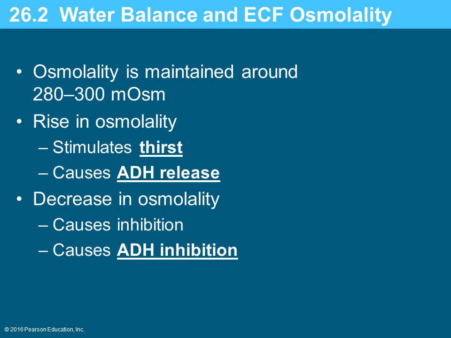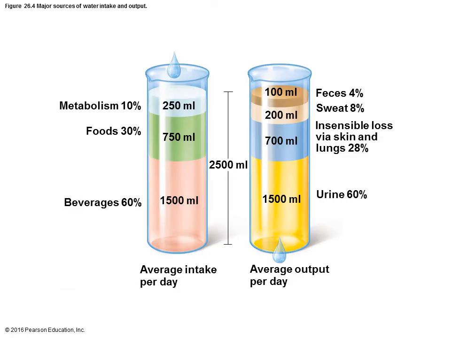You need to maintain osmolarity at a fairly constant rate. If it goes up, it's going to stimulate thirst. It's going to stimulate the release of antidiuretic hormone. If there is a decrease in it, it's going to basically cause inhibitory effects. You're not going to want to drink. It's also going to inhibit the antidiuretic hormone, stimulating increased urine production. This is just a diagram showing the average intake of water per day and the average output.